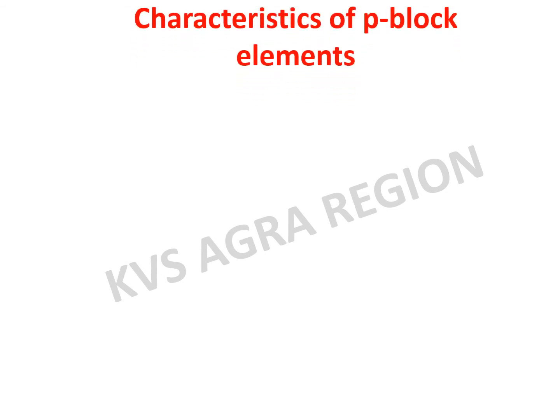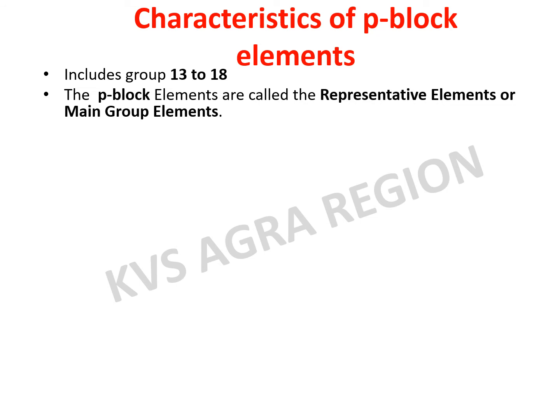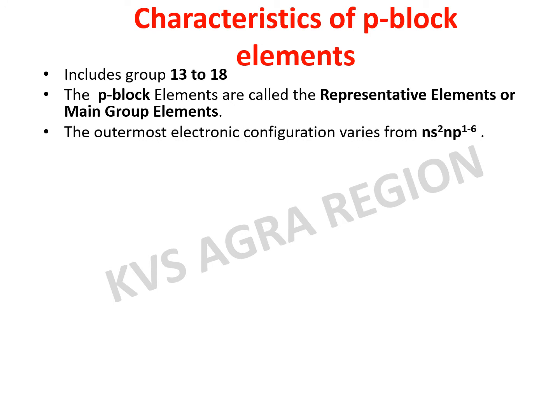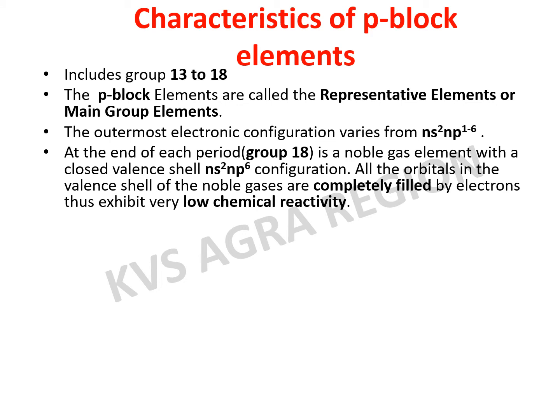Characteristics of p block elements. They include group 13 to 18. p block elements are called representative elements or main group elements. The outermost electronic configuration varies from ns2 np1 to 6. At the end of each period, that is group 18, is a noble gas element with closed valence shell ns2 np6 configuration. All the orbitals in the valence shell of the noble gases are completely filled by electrons, thus they exhibit very low chemical reactivity.